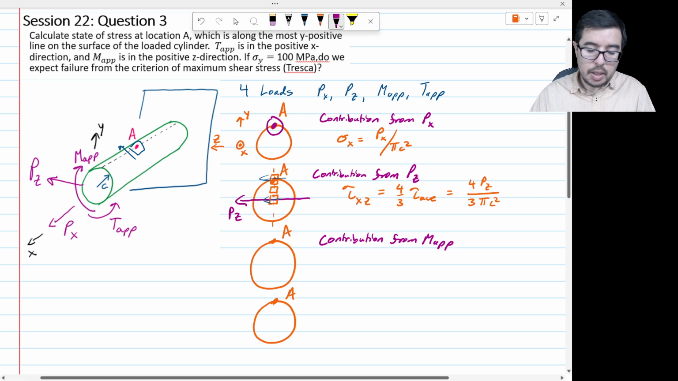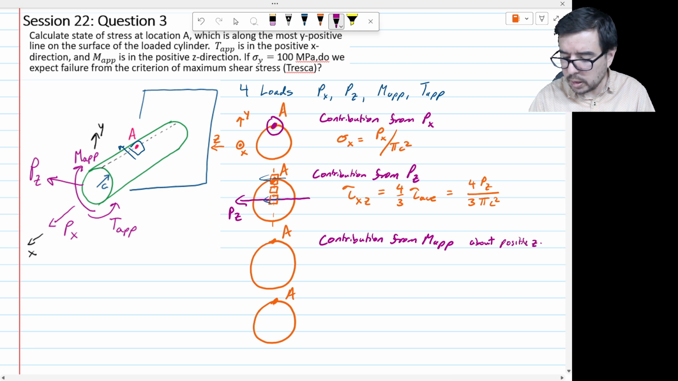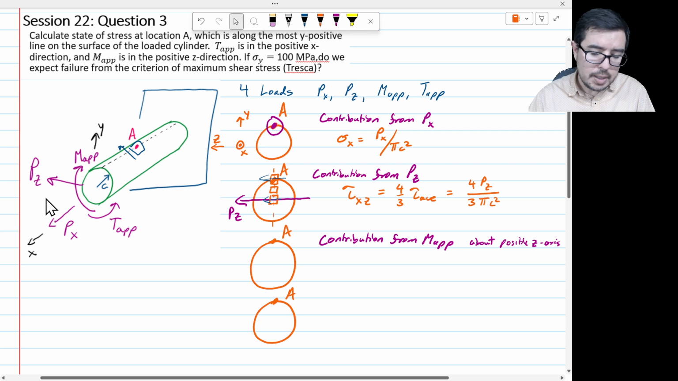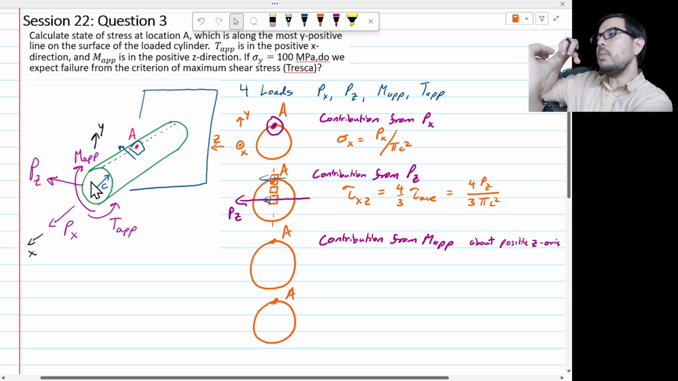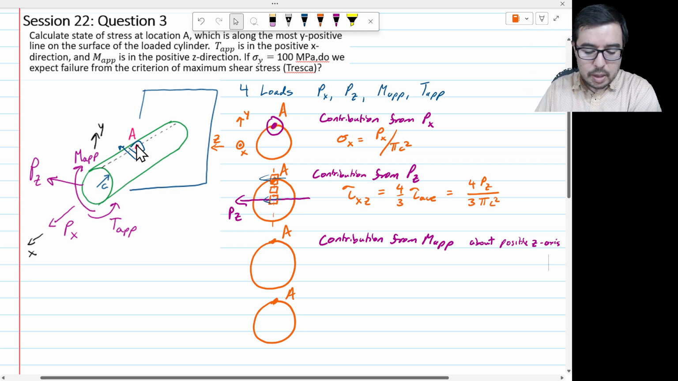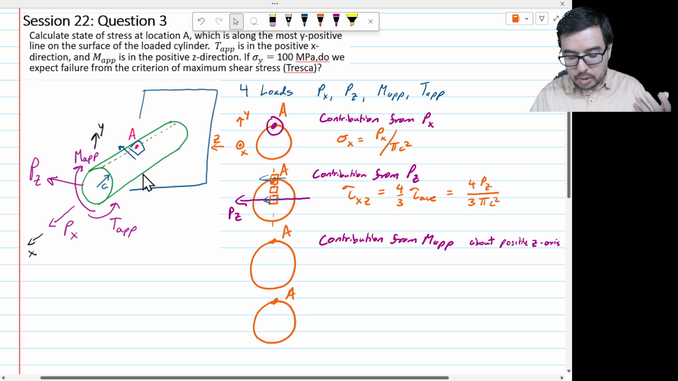MAP. Well, in this case, MAP is about the positive z direction. So this is about the positive z axis. Okay. And we can kind of get a sense that if I were to take this beam and apply that moment about z, that's going to put the top into an amount of compression, right? And the bottom of this beam, since we're talking about bending, would be under tension. And what is the way to figure out what that normal stress from bending is?